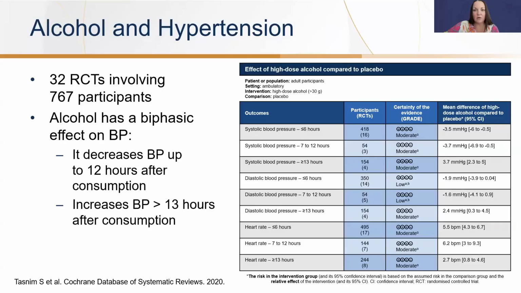This is just describing how, when you drink alcohol, initially it can decrease your systolic blood pressure anywhere from 0 to 12 hours. And then after that, it increases your systolic blood pressure, as well as the heart rate. So this can certainly contribute to more cardiology complications when you drink alcohol.